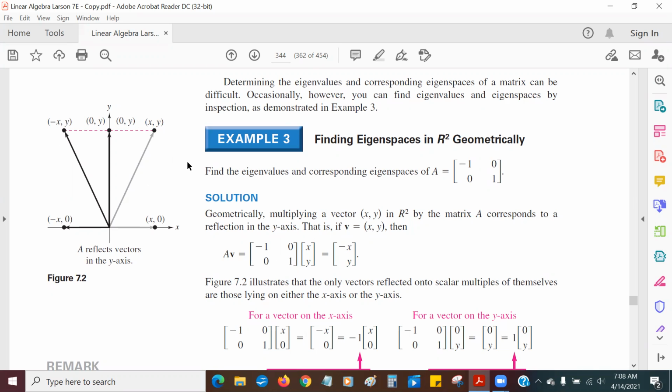Well, visually, any vector that I have here, when I do that, it's going to change directions. What vectors will not change directions? Well, a vector that's on the y-axis itself will not change direction, because it won't do anything. A vector that's on the x-axis, it's going to change.